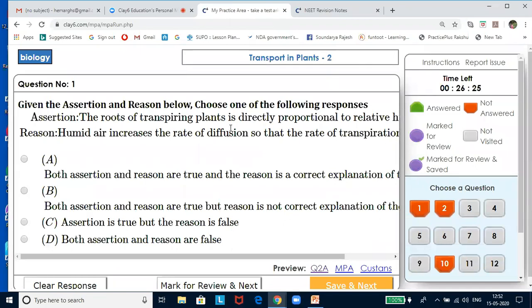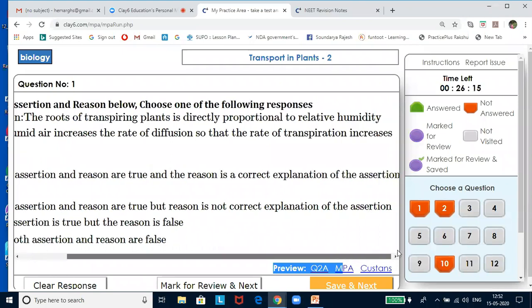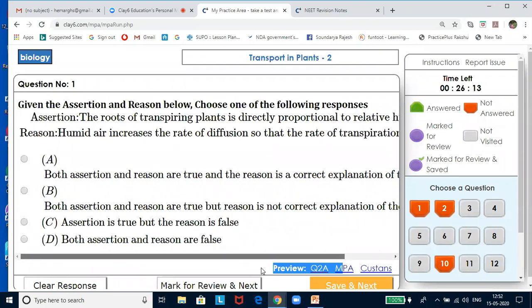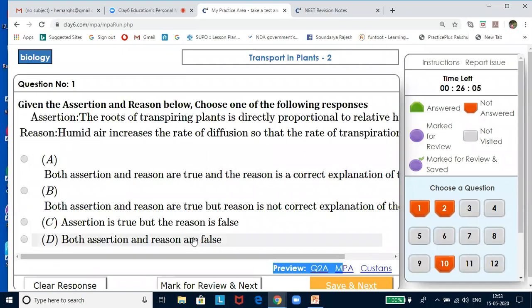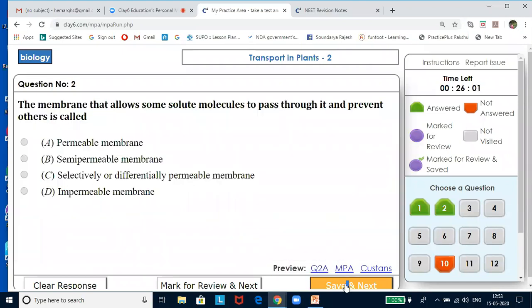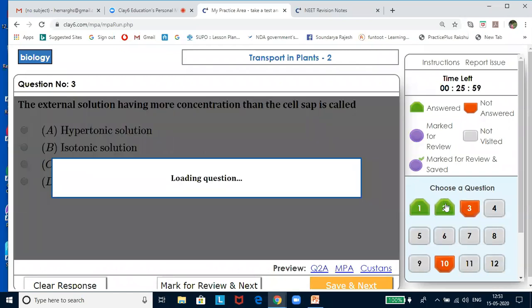Okay. Now let us look at the first question. The rate of transpiration in plants is directly proportional to the relative humidity. Humid air increases the rate of diffusion so that the rate of transpiration increases. Here, both are false. Both assertion and reason are false. Sorry, let's go into the next one.